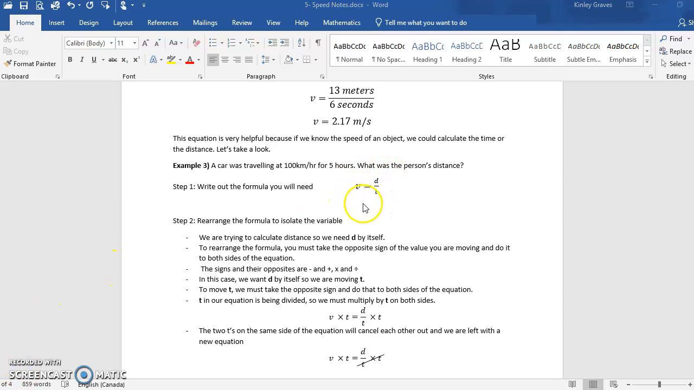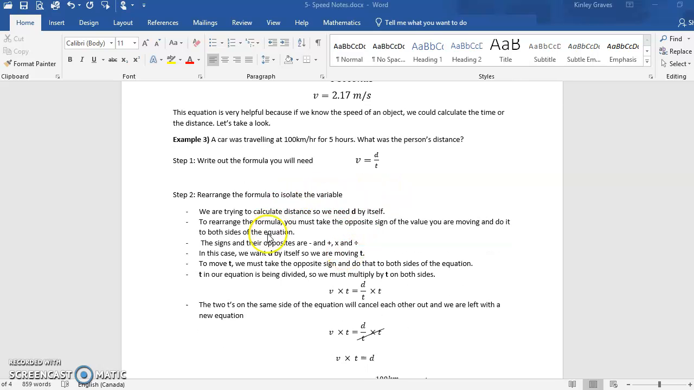Our first step is to write out our formula. We know our formula is v equals d over t. Now we need to rearrange to isolate the variable that we're trying to solve for. We said we want to solve for d, so we need to rearrange this formula so that we have d on one side of the equation by itself.